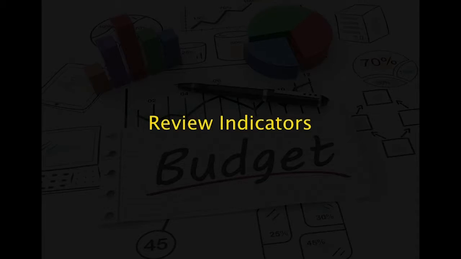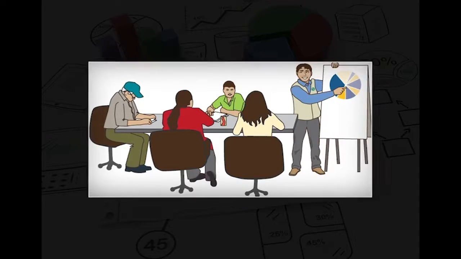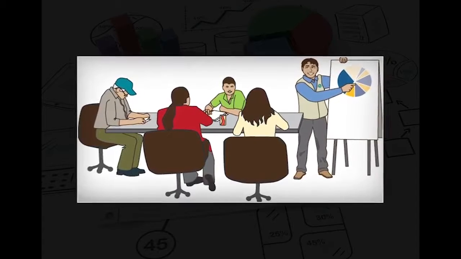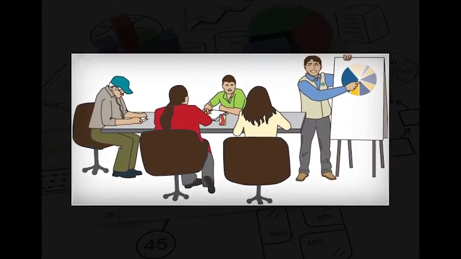Next is reviewing indicators. They are used in measuring achievements of objectives. Within the project implementation team, the priority focus will be on physical and financial monitoring of activities and outcomes. This is best done by good record keeping.